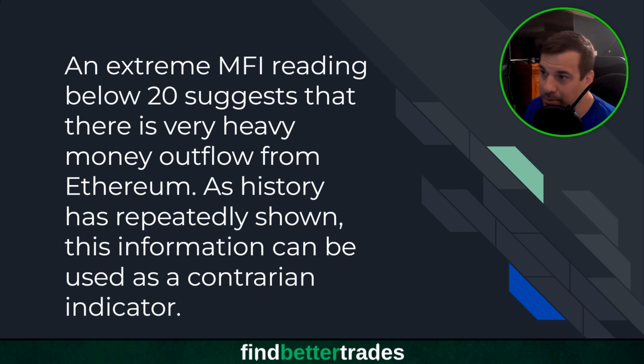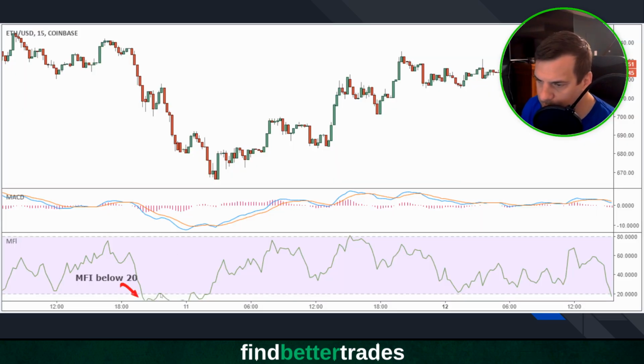An extreme MFI reading below 20 suggests that there is a very heavy money outflow from Ethereum. So it's coming out. Its history has repeatedly shown this information can be used as a contrarian indicator. So there we go, right there. See that? That is all in the 20 range. So that is extreme oversold. When it's down here, those are extreme oversold levels.